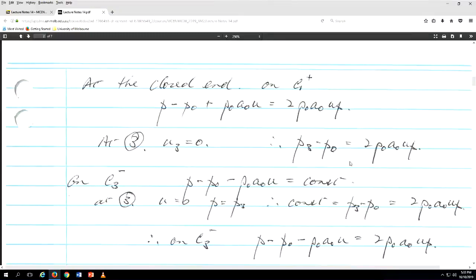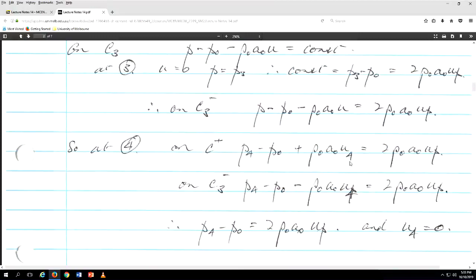And U is equal to 0 at 3. So the constant is P3 minus P naught here, which I just worked out as 2 rho naught A naught UP. So the pressure now at 3 is higher than it was in region 2. So on C3 minus, the minus characteristic going through that point, P minus P naught minus rho naught A naught U is now this constant, 2 rho naught A naught UP.